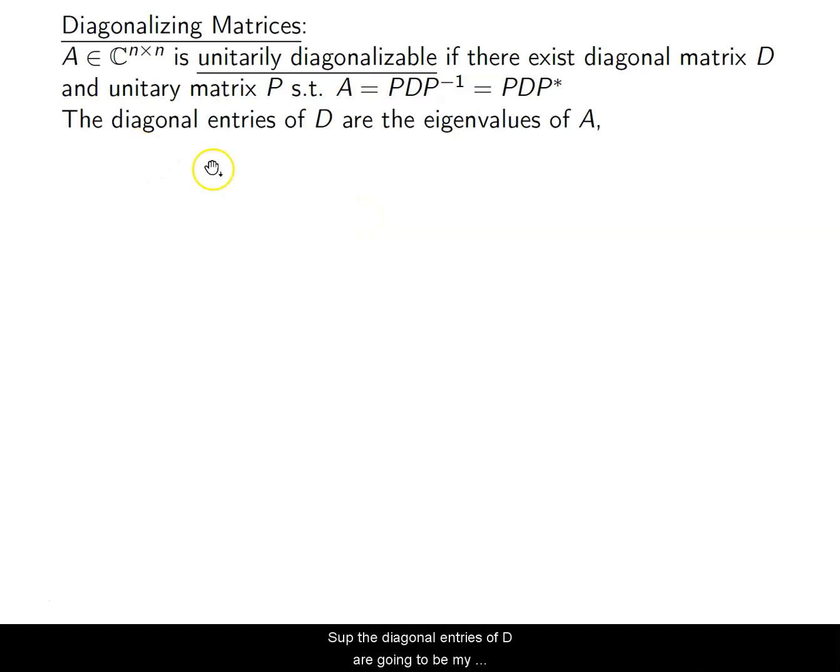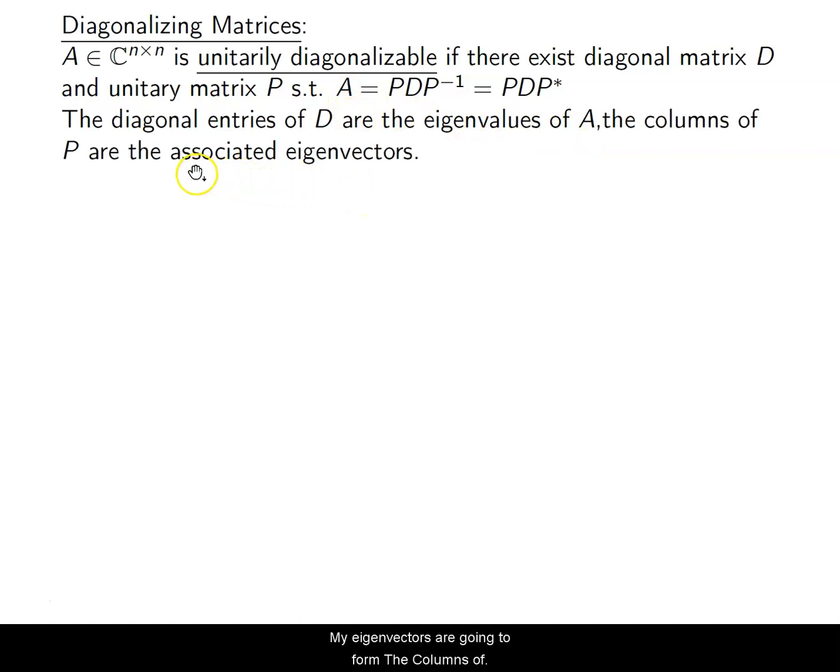So the diagonal entries of D are going to be my eigenvalues of A, like normal. My eigenvectors are going to form the columns of P. Okay, so everything really is identical to how it was in the real vector space. It's just that now you have complex values you have to deal with.